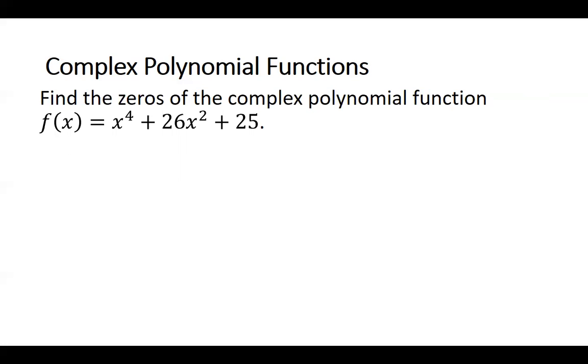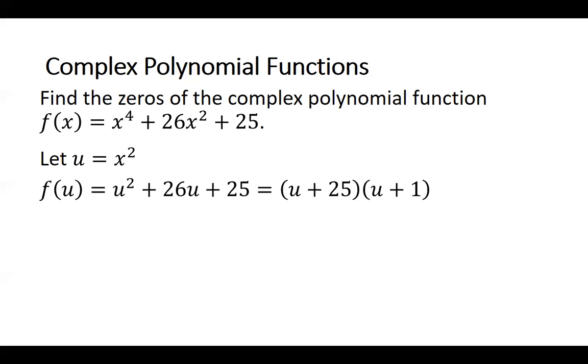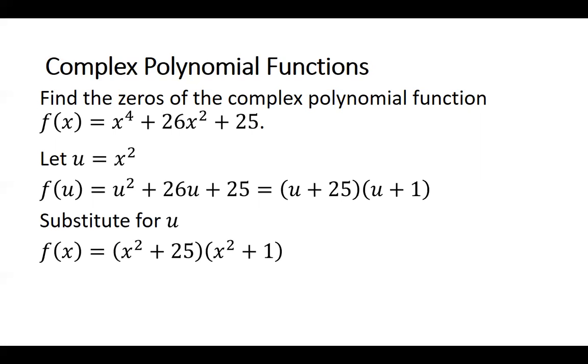So I notice here, I can use substitution. If I let u equal x squared, I can turn that into f of u is equal to u squared plus 26u plus 25. Well, I can factor that. That's u plus 25 times u plus 1. Now that I've factored it that way, I can substitute back in for u. So x squared substituted in for u gives me f of x is equal to x squared plus 25 times x squared plus 1.